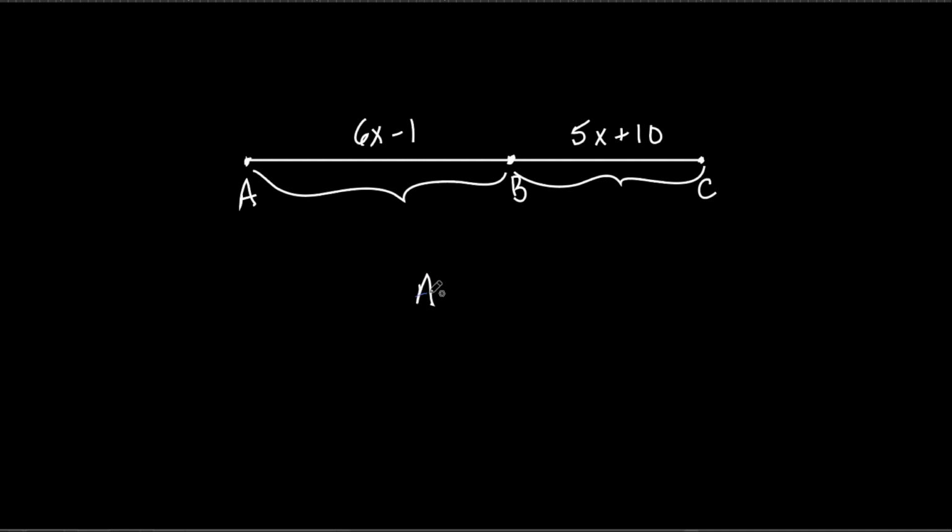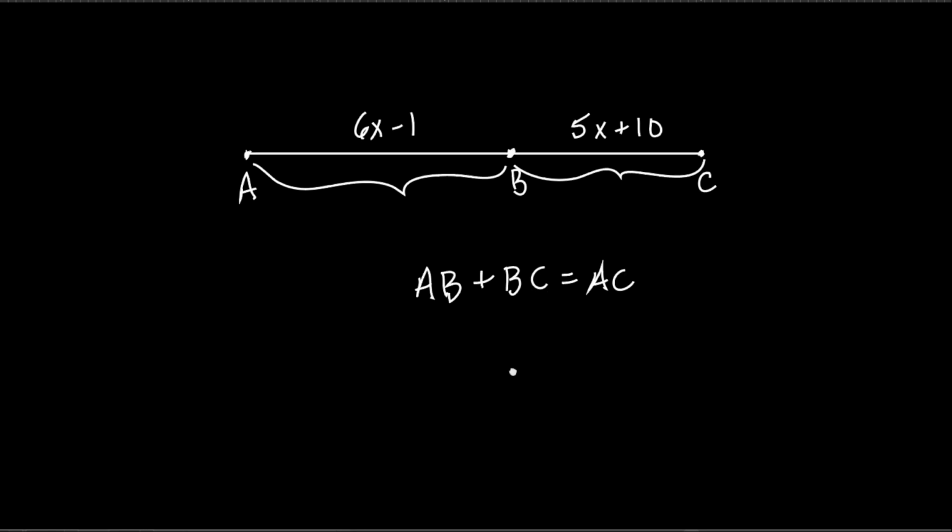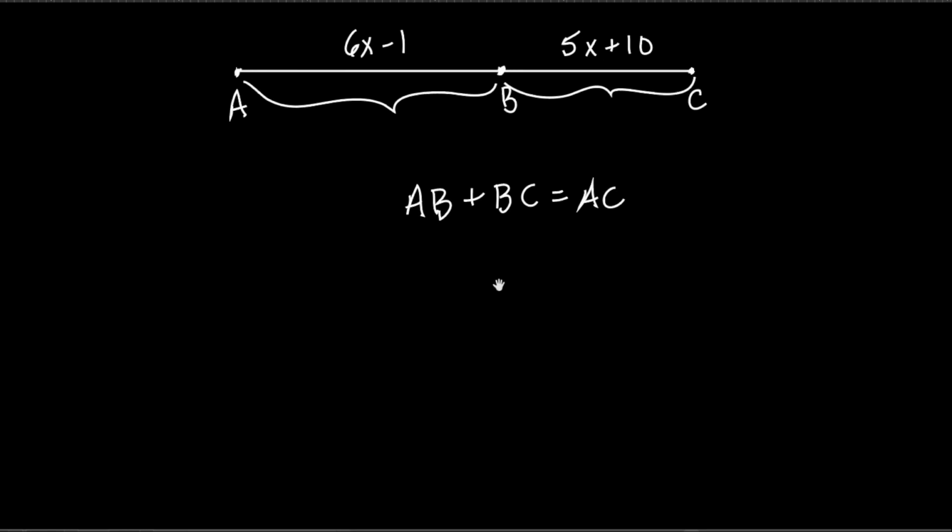Would you agree that the length of AB plus the length of BC equals the length of AC? Notice I didn't put any line segment symbol over top of it because we're talking about the length of it. If I took this segment and this segment, put them together and added them up, they're going to equal the whole big segment. Make sense? That's the definition of between. But let's actually use that to do a problem.